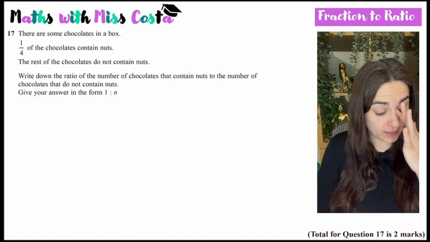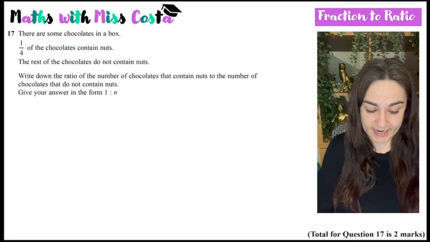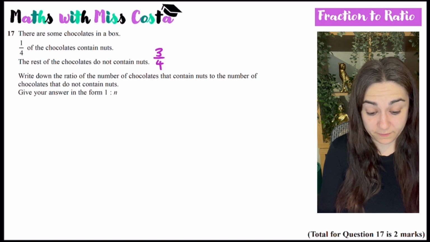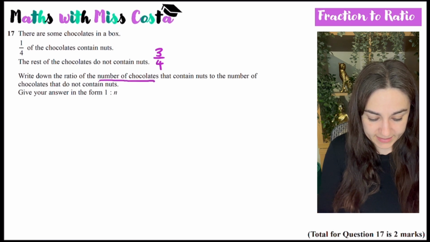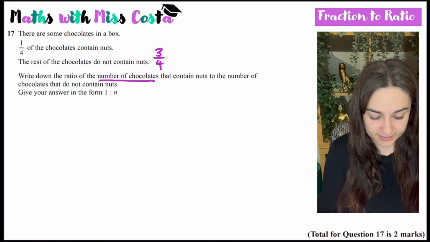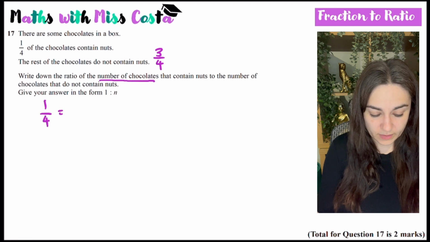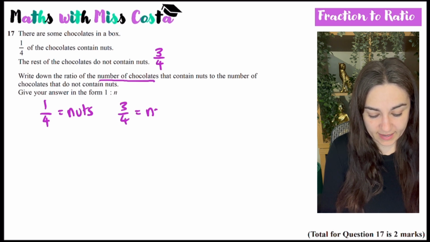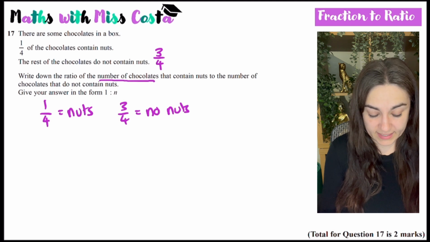Okay, now I'm told there are some chocolates in a box. A quarter of the chocolates contain nuts. The rest of the chocolates do not contain nuts. So if a quarter contain nuts, 3/4 must not contain nuts. Write down the ratio of the number of chocolates that contain nuts to the number of chocolates that do not contain nuts. Okay, so I know that 1/4 contains nuts and 3/4 does not contain nuts.